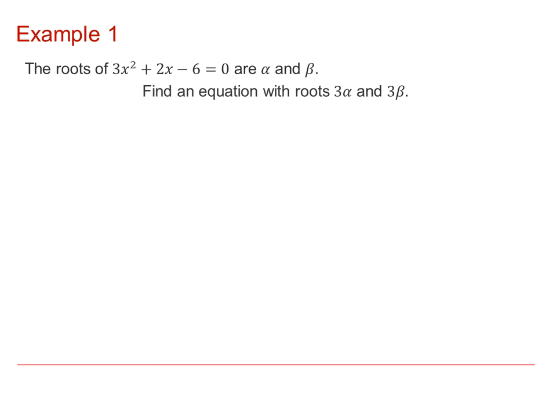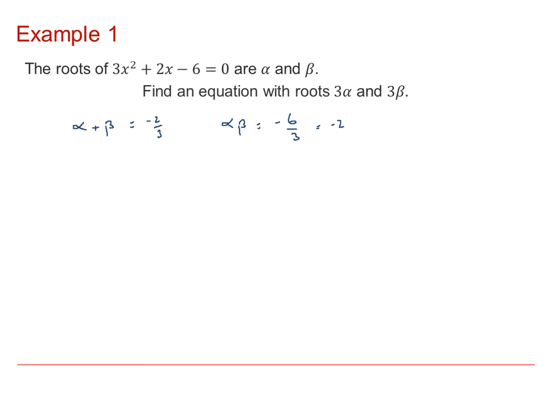Well, let's look how we can do this then. So we've got the equation 3x squared plus 2x minus 6 is equal to 0. So for that equation we can see that then the sum of the roots alpha plus beta must be equal to negative 2 over 3, and the product of the roots alpha beta must be equal to negative 6 over 3, which of course is equal to negative 2.